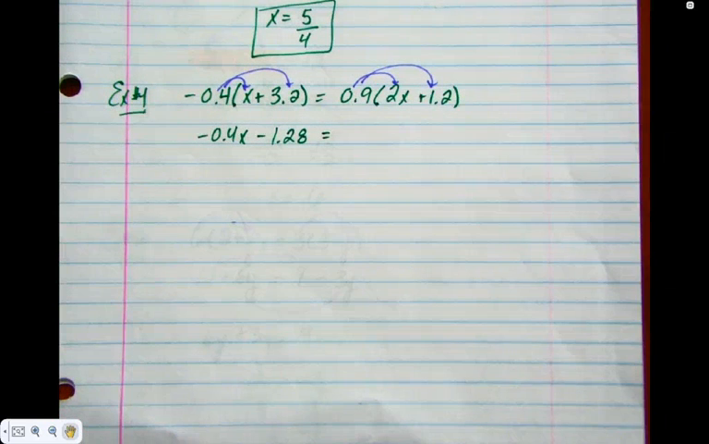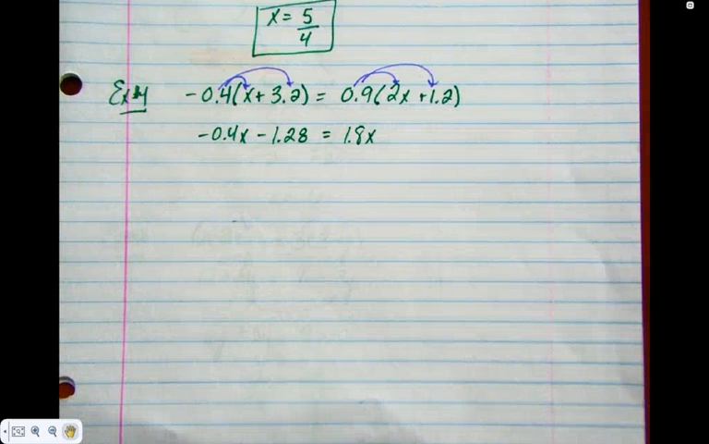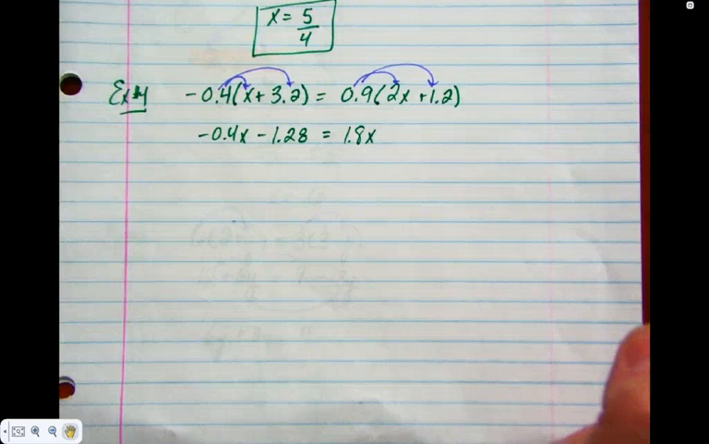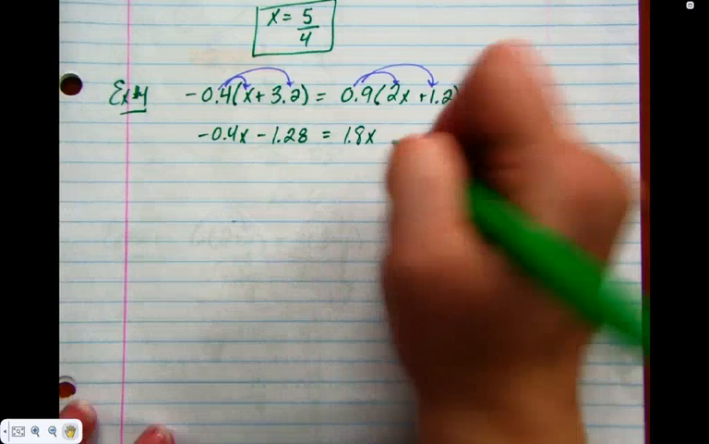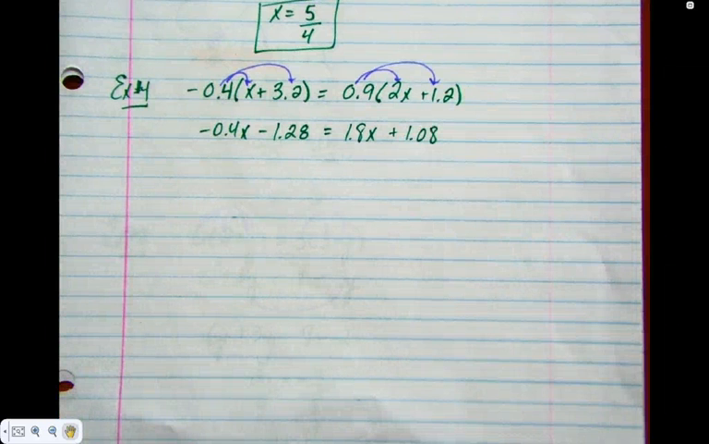Then the other side is the 0.9 I'm distributing, so 0.9 times 2, and 0.9 times 1.2. Now what?